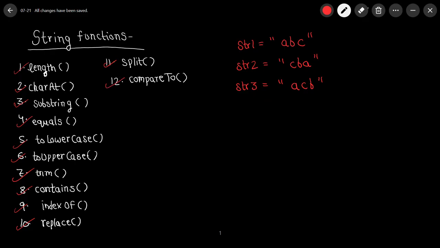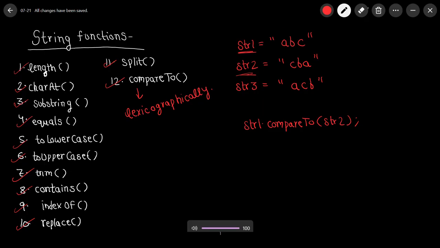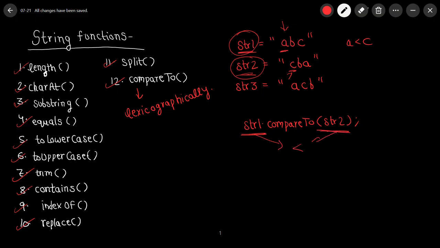Lastly, we have the compareTo function. The compareTo function is used to compare two strings lexicographically. By lexicographically, I mean alphabetically. If I write str1.compareTo(str2), for instance, we are talking about these two. It matches character by character. The first character here is A, here we have C. Since A is less than C, it treats string 1 as less than string 2. That means this is less than this. In such cases, it returns a negative result.